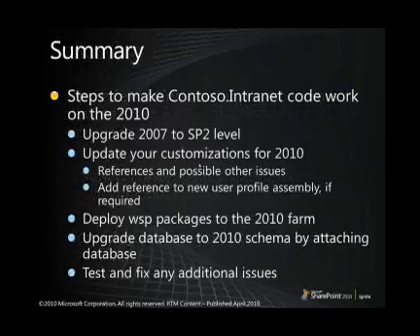As a quick summary, how do we actually upgrade, or what were the minimized steps to make the Contoso intranet code work in SharePoint 2010? We want to ensure that the 2007 farm is at Service Pack 2 level. We update our customizations for SharePoint 2010, update the references, and add the references to the user profile assembly if required. Then we deploy those WSP packages to our SharePoint 2010 production farm or testing farm. And then we basically attach the SharePoint 2007 content database to the 2010 farm, which will upgrade the database. And then start testing and fixing.